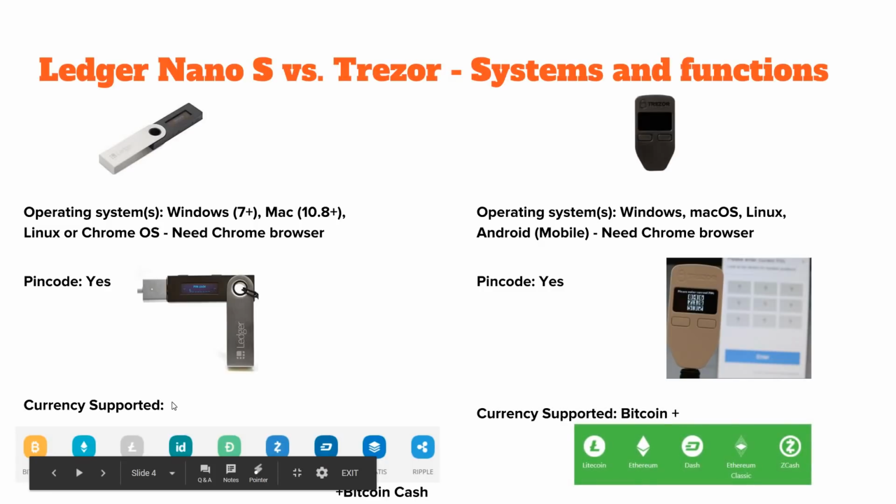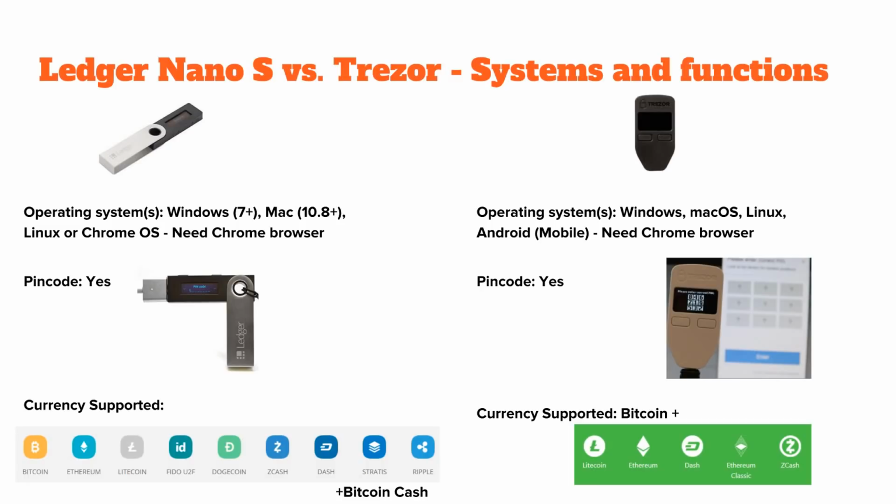For the Trezor, it supports a lot less currency than what you see for a Ledger Nano S. It only supports Bitcoin, Litecoin, Ethereum, Dash, Ethereum Classic, and Zcash. And what you don't see here is Bitcoin Cash, and one of the reasons why is because there is a beta function for Trezor that supports Bitcoin Cash, and it wasn't working very well. So I wouldn't count on Bitcoin Cash for the Trezor at the moment until that gets fixed.